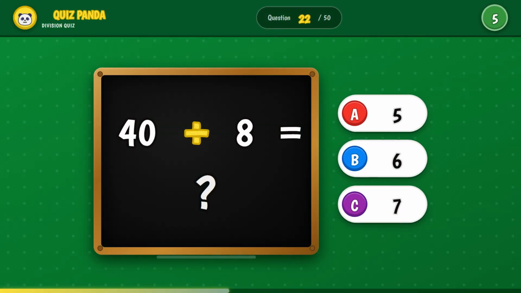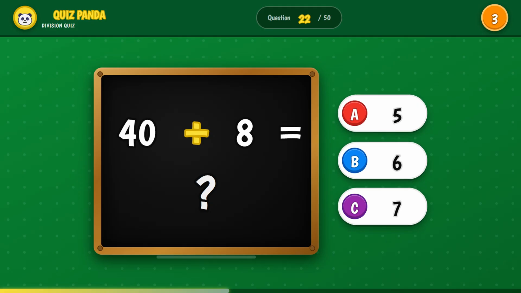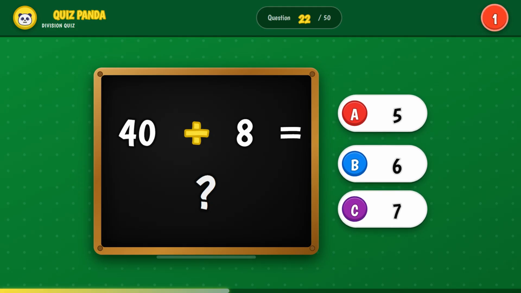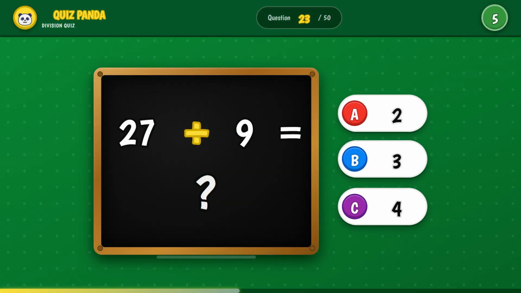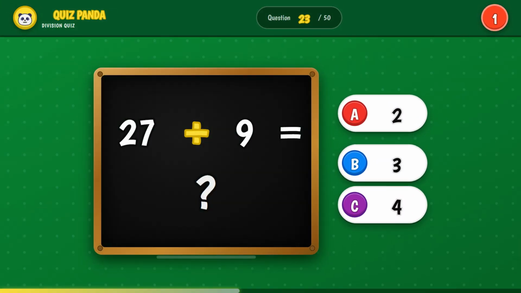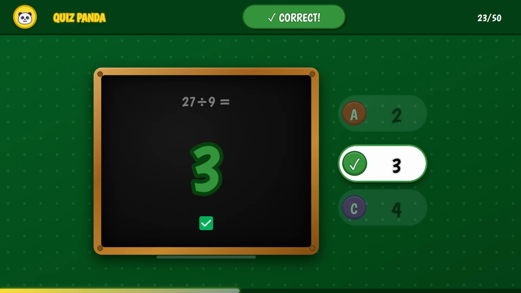Question 22. What is 40 divided by 8? The correct answer is A, 5. Number 23. 27 divided by 9 equals? The correct answer is B, 3.